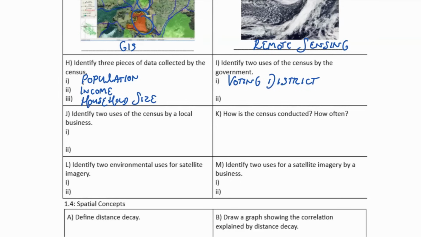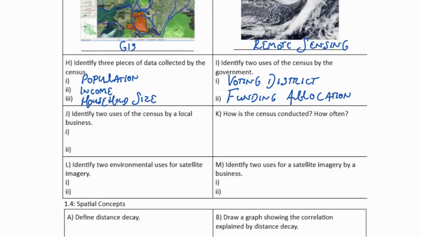of a state. Another way that the government uses the census is for funding or resource allocation. So they may see, okay, this particular town has a lot more people coming into it, a lot more families. We need to build more schools. So that sort of thing they can use the census for.